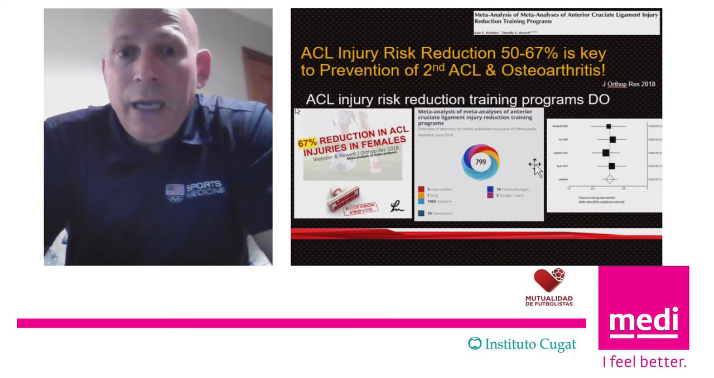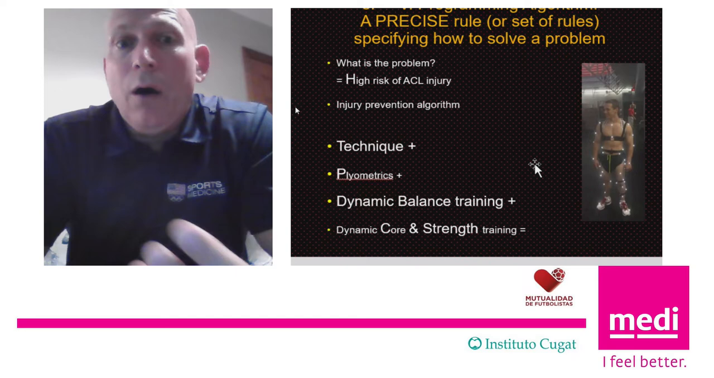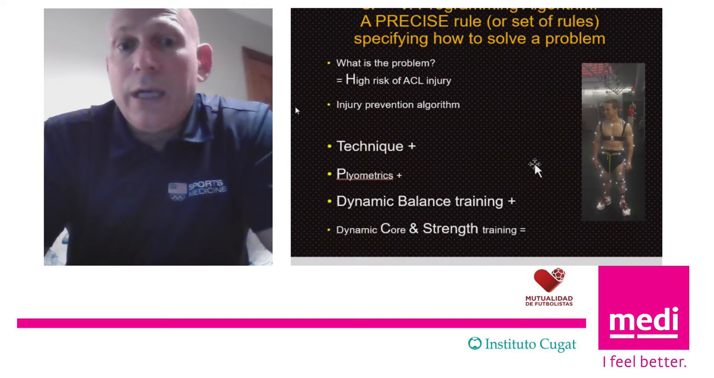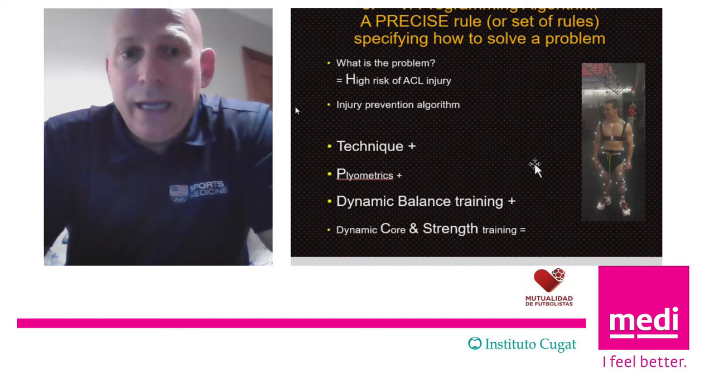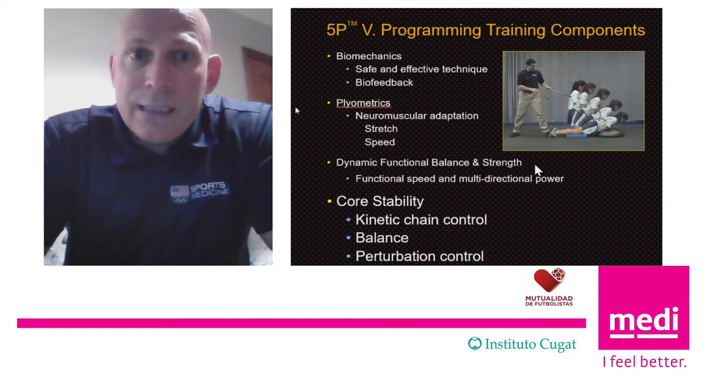And this study included 15 meta-analyses. So it was an umbrella analysis. So how do we take this data that we know works and move on and make this effective? Technique, plyometrics, dynamic balance, dynamic core and strength training. So our techniques, 5P: biomechanics, plyometrics, dynamic balance, core stability, perturbation control.